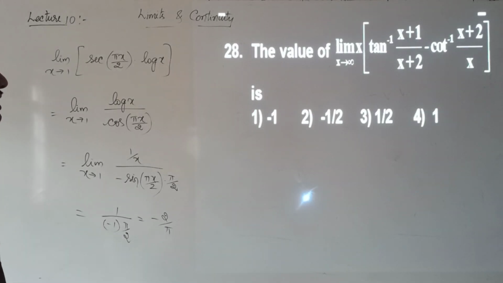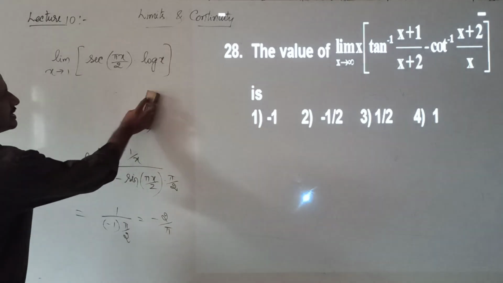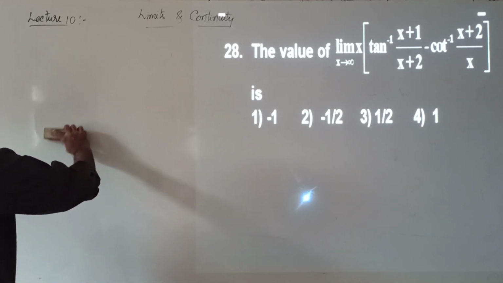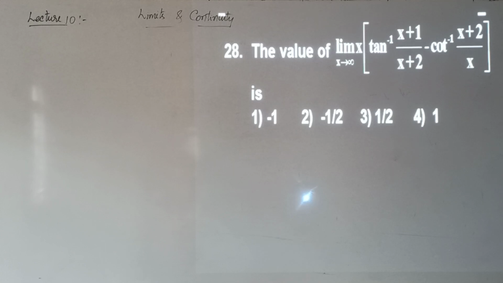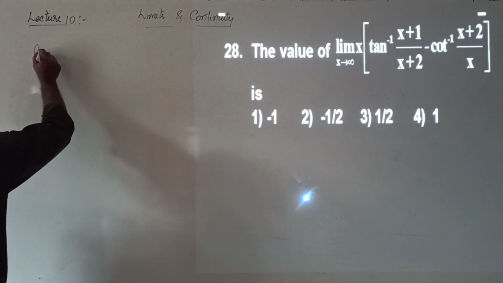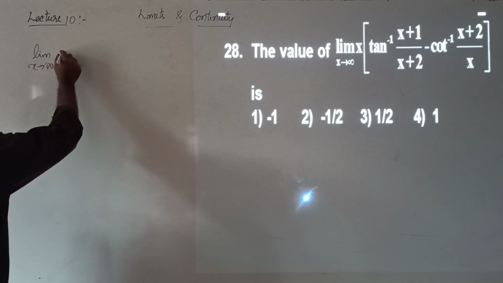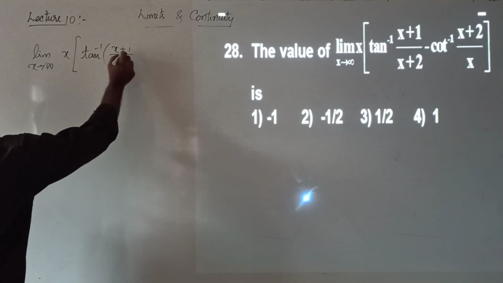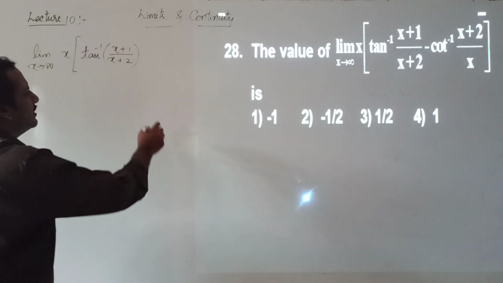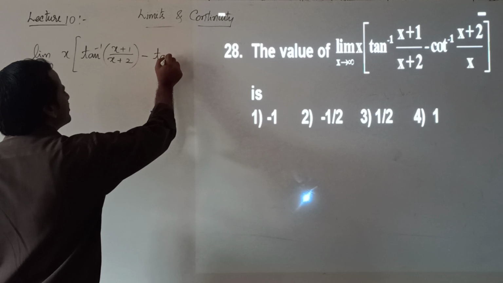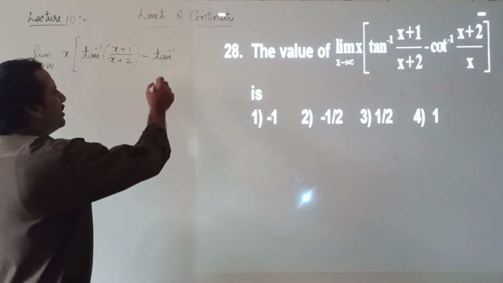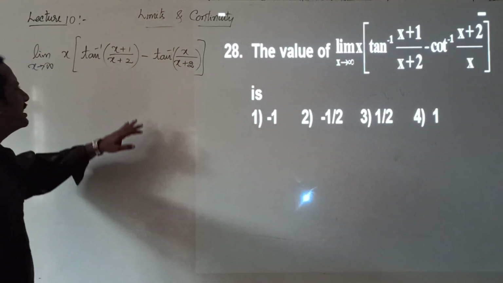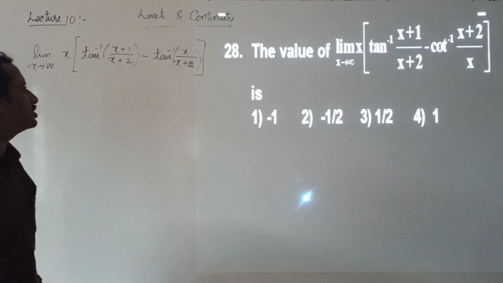Then 28th question. The value of limit x tends to infinity of x into tan inverse of (x+1)/(x+2) minus cot inverse of (x+2)/x. Now, the cot inverse is there, so I will write it as tan inverse, because cot inverse x can be written as tan inverse of 1 by x. By using that formula, I am writing this as tan inverse of x/(x+2). So tan inverse of (x+1)/(x+2) minus tan inverse of x/(x+2).